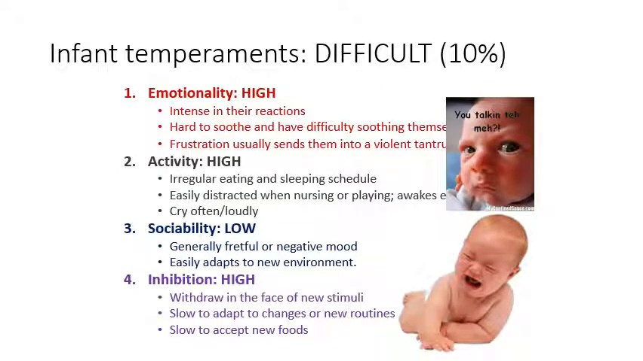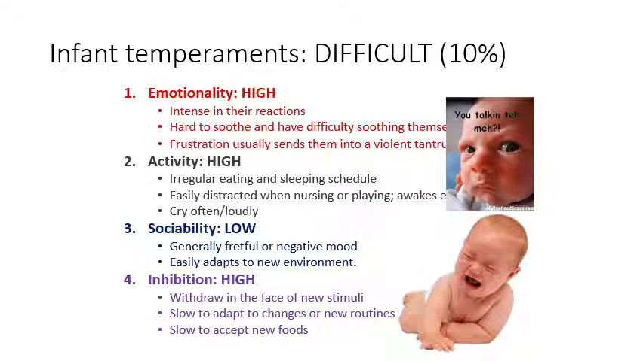About 10% of babies were difficult, and these were really emotional. They had big, intense reactions. They were hard to soothe. They couldn't soothe themselves well. If they were frustrated, they might get really angry and have a tantrum. They weren't calm, sort of a high activity level. They would be irregular in their nursing needs when they were very young. Their sleep wouldn't be regular. They would be distracted. They're not the calm kind of baby who's relaxed.